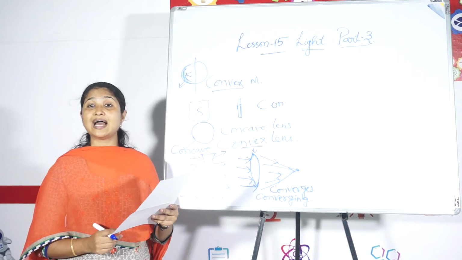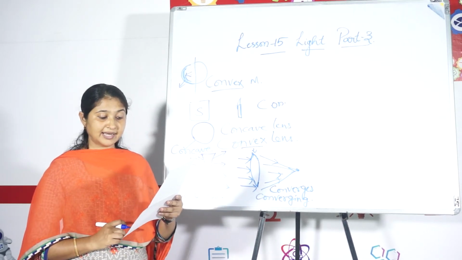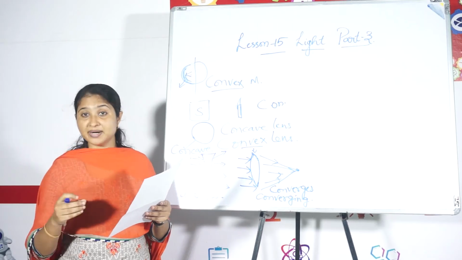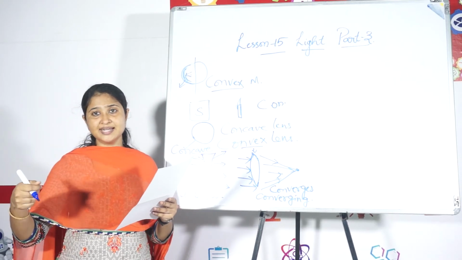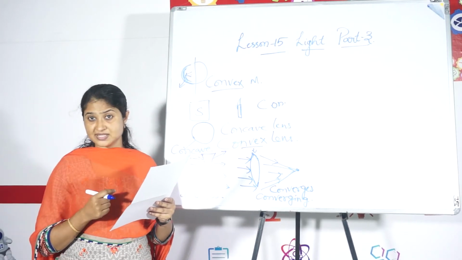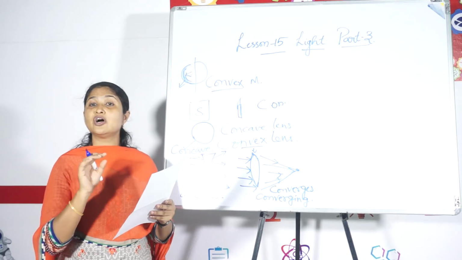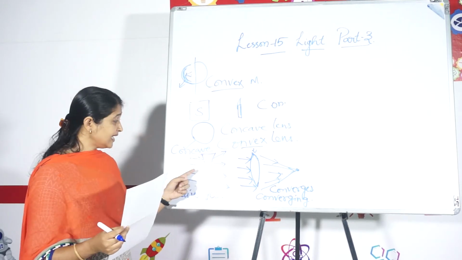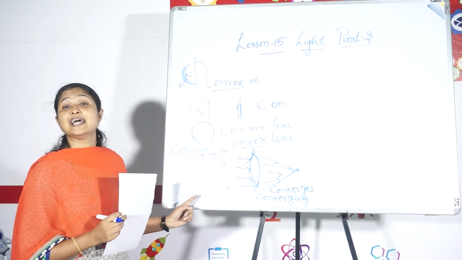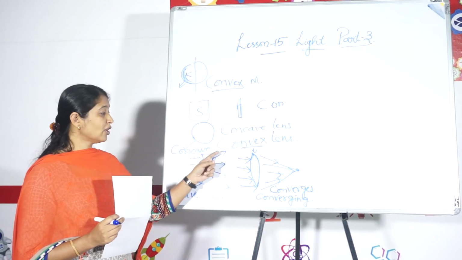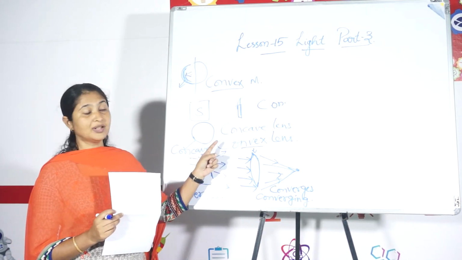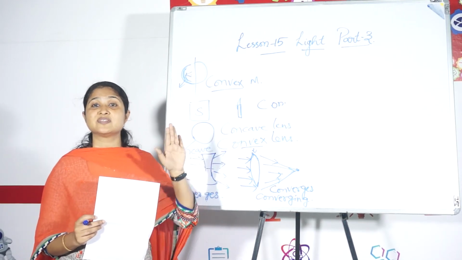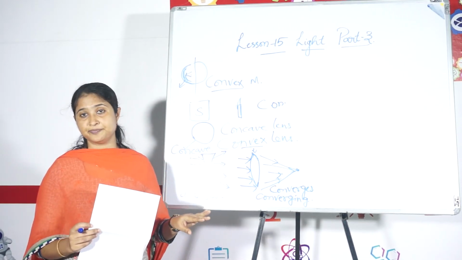Now in your textbook, activity 15.9, you can see, you take a paper and put it outside, in the direction of the sun rays. So you will not get a bright spot on the paper. That is because it is the diverging lens. So all the light will not be brought to one point. So you can't see the image of the sun clearly on the paper.